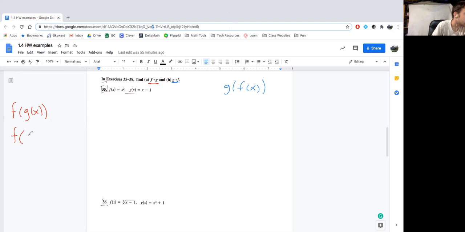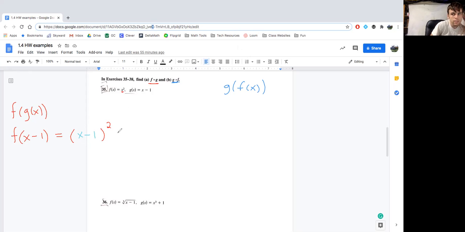So I'm actually going to be thinking about it this way. Instead of g of x, I'll just go ahead and put the function rule, x minus 1, in place of that. So I'm putting x minus 1 into the function f of x anywhere there's an x, so instead of x squared, it's going to become x minus 1 squared, right? Where the input goes, I'm putting in the function g of x.